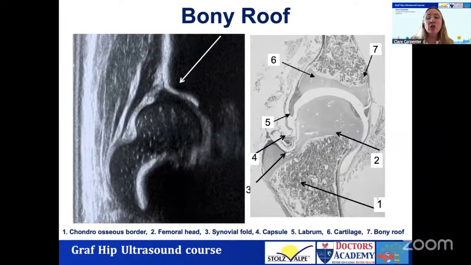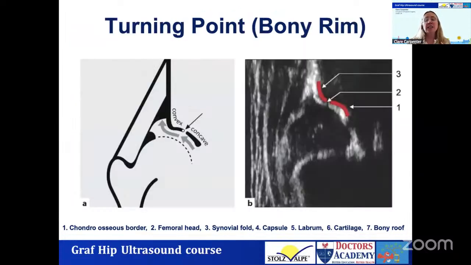And once we've gone through our anatomical checklist, we're on to defining where the edge or the bony rim of our acetabulum is. And we know it is on a curve. And when you have a sinusoidal or S-shaped curve, there is always what we call a turning point, where the concavity meets the convexity.